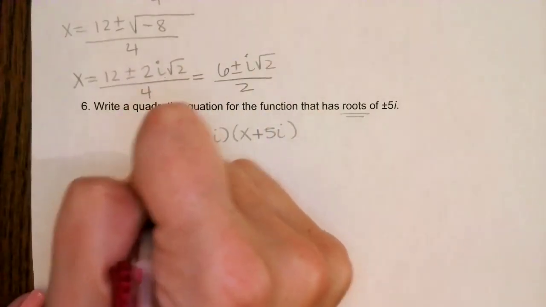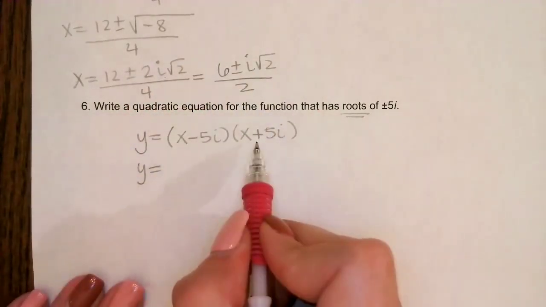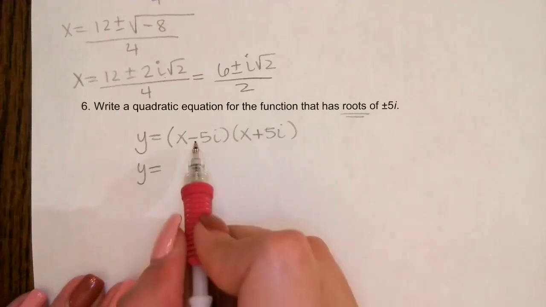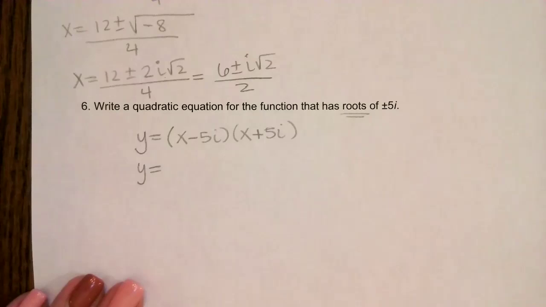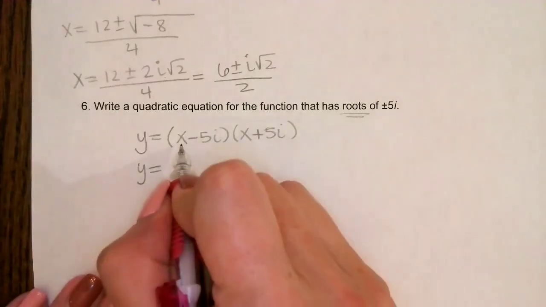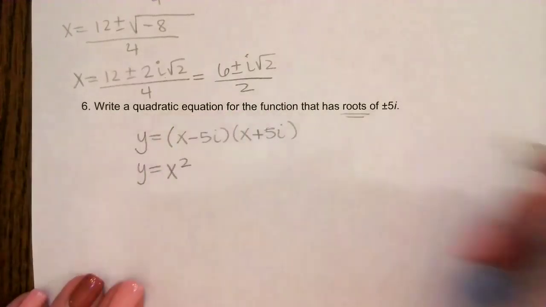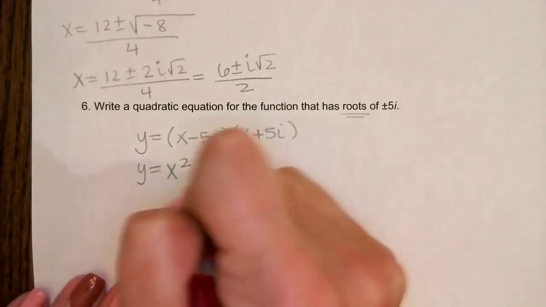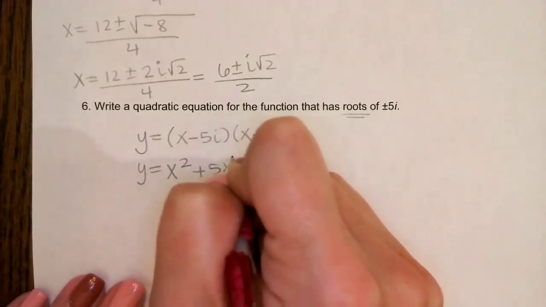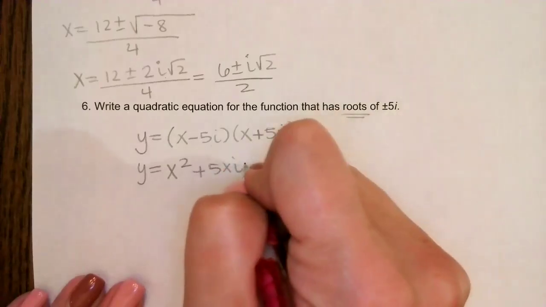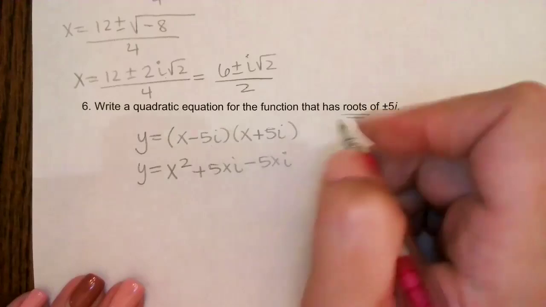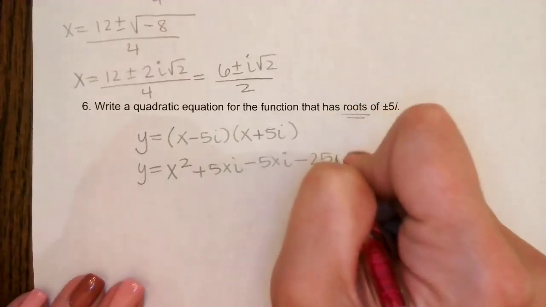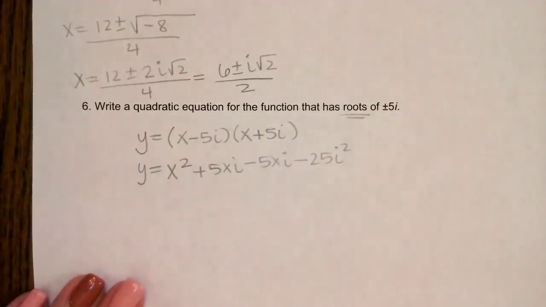Just like when we were doing the operations of complex numbers, we know that when we have the difference of two squares, our middle terms are going to cancel out, so we're not going to have an i. But let's do it so you can see. x times x is x squared. x times 5i is 5xi. Negative 5i times x is negative 5xi. Negative 5i times a positive 5i is negative 25i squared.